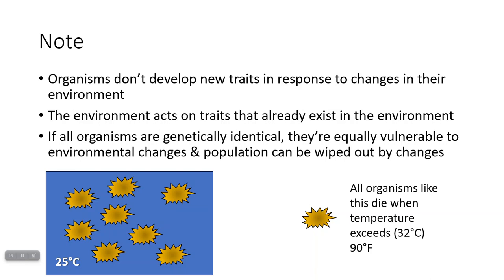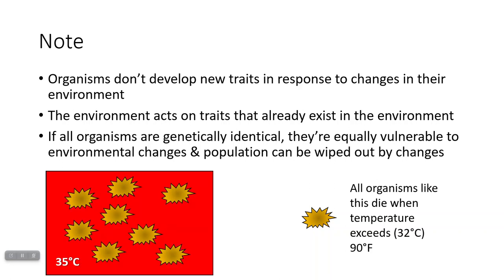So let's look at these organisms right here. Let's say these are some aquatic organisms, sea urchins living in the ocean. Now, they're happy living in an environment of 25 degrees Celsius, but they are all genetically identical, and unfortunately, they have this vulnerability. When the temperature goes above 32 degrees Celsius, they will all die.